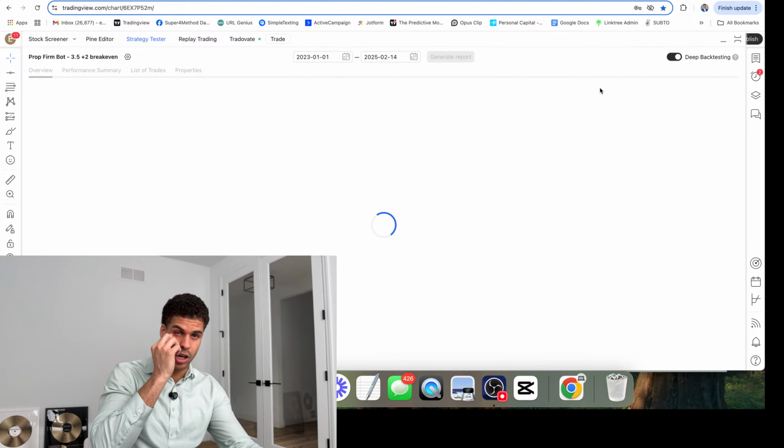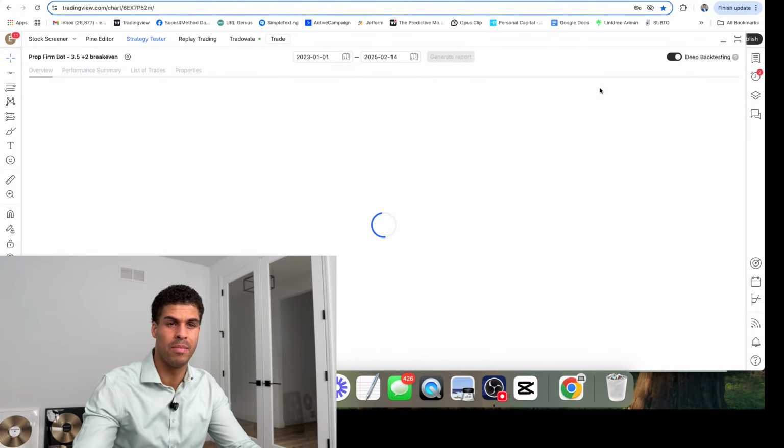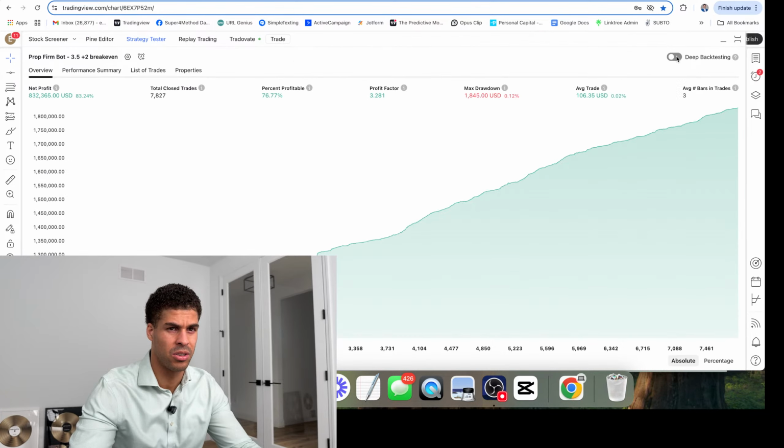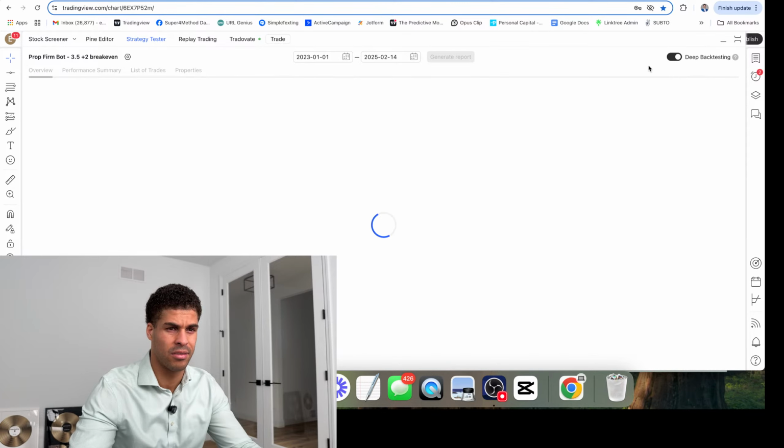I'm not exactly sure if I want to keep it at 70%. I'm thinking that I might want to increase the stop loss a little bit. So move this to 10. Let's see. 10 with 3 and a 2 1/4, 2 1/2. Let's see.